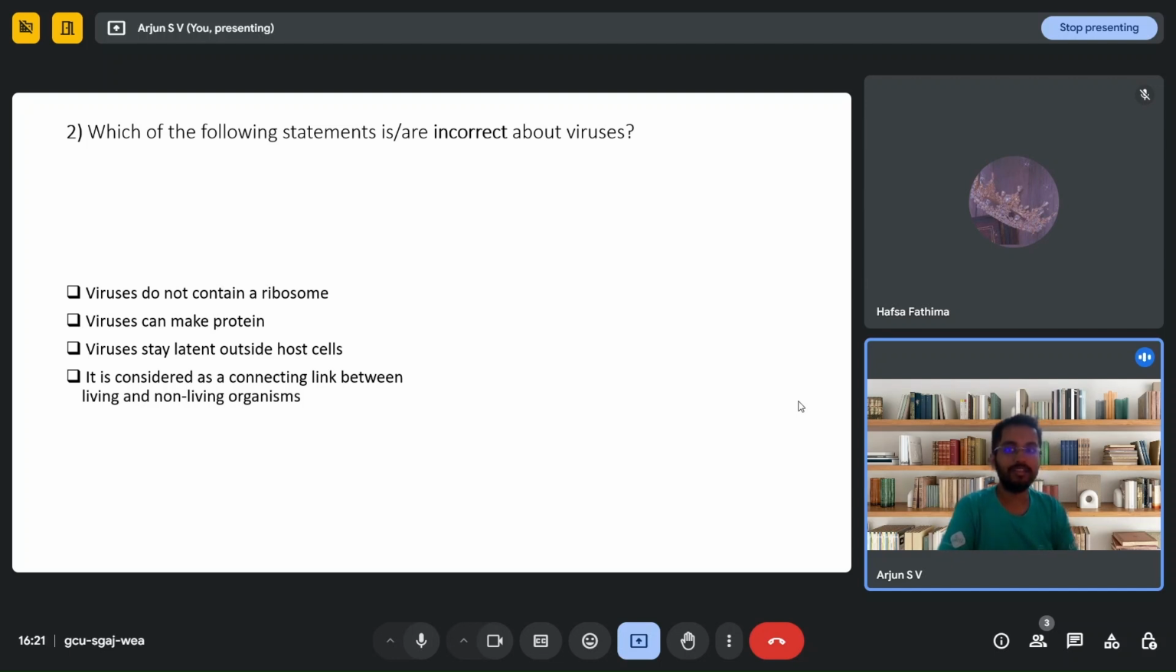So the correct answer here is option B. So the fact that viruses can make a protein is not always correct. So that is the incorrect statement, which is the correct answer.